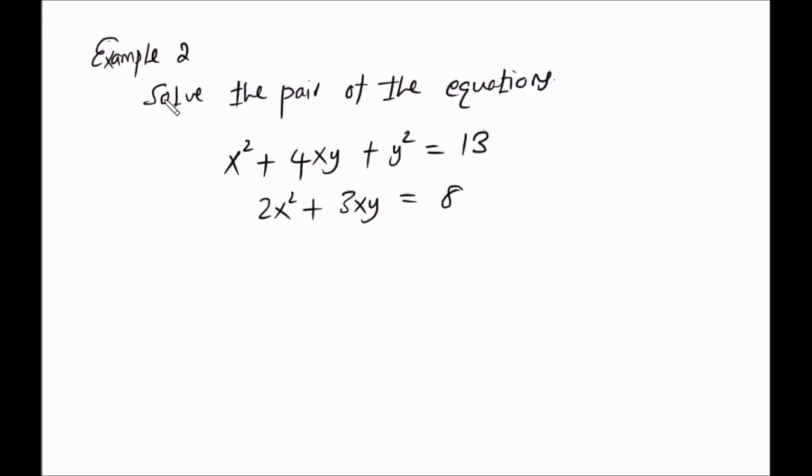So example 2 hapa anasema solve the pair of the equation. Kuna huyu na huyu. Huyu wa kwanza ni x squared plus 4xy plus y squared is equal to 13. Huyu wa pili ni 2x squared plus 3xy is equal to 8. So I'm going to solve it in a fresh page as usual.